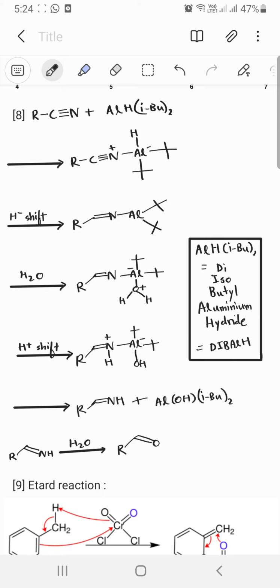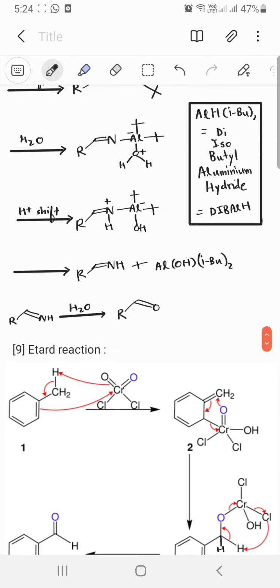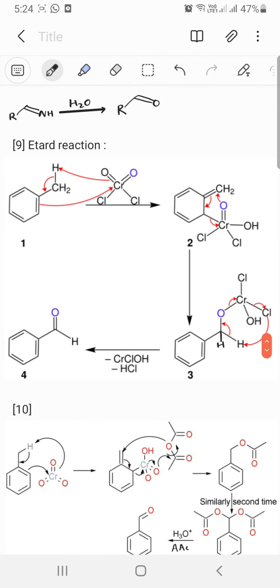Cool. So it leaves, and once again you just got an imine, and after that the imine just hydrolyzes, so you will get an aldehyde in that case. Okay, Itard reaction.